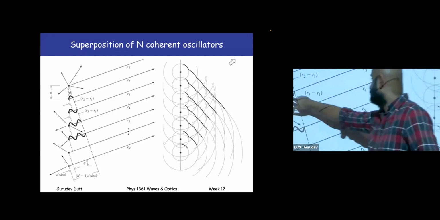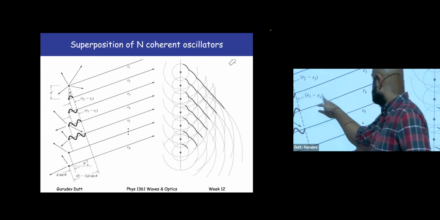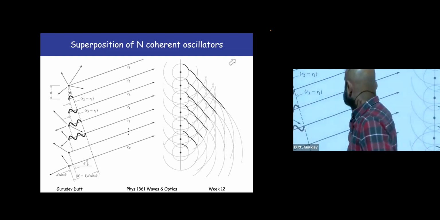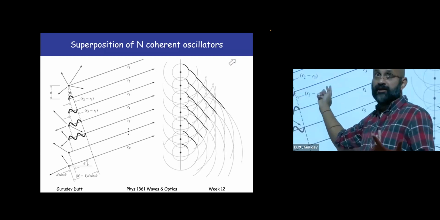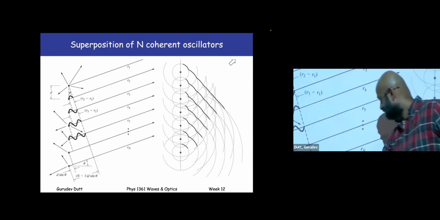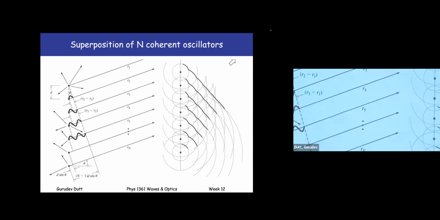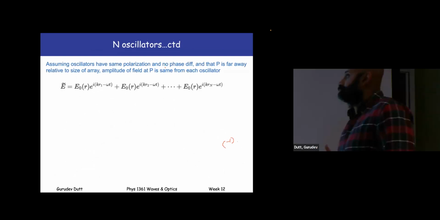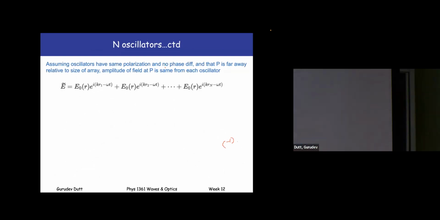The next one will be from the top to the next one, which is r3 minus r1, representing the distance r3 minus the distance r1, is 2d sine theta, 3d sine theta, etc., and then n minus 1 d sine theta at the bottom. Any questions about how I wrote that down? Good.